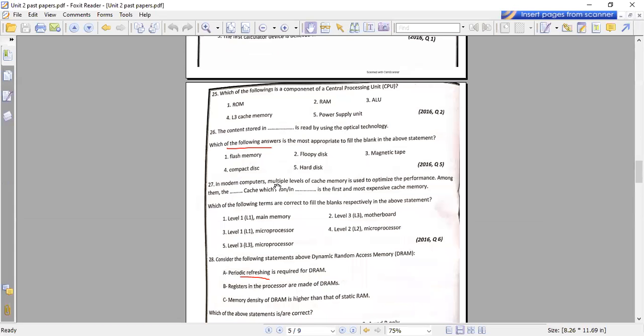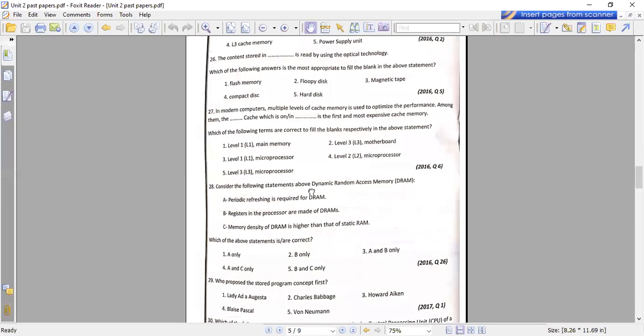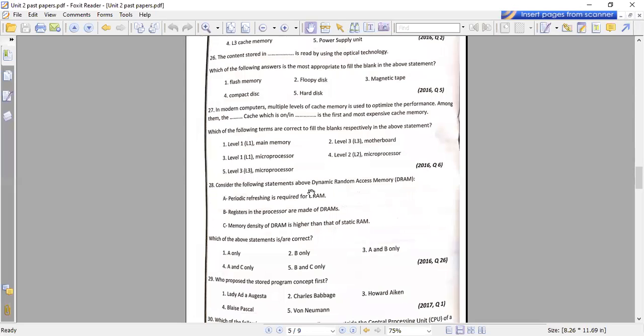Now these are theory I am repeating. You have to learn them by heart. 27. In modern computers, multiple levels of cache memory are used to optimize the performance.